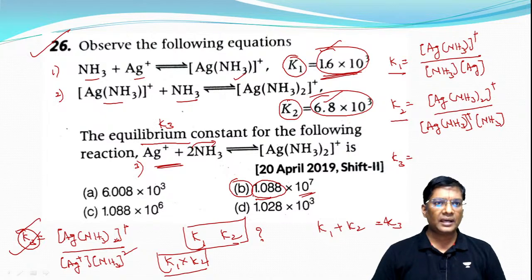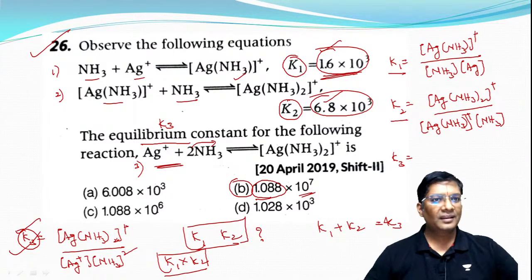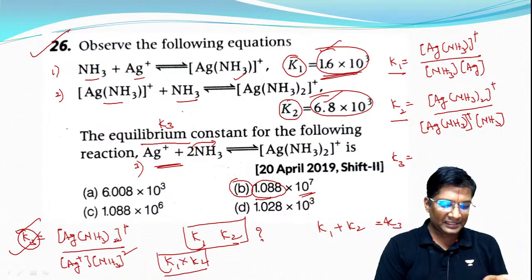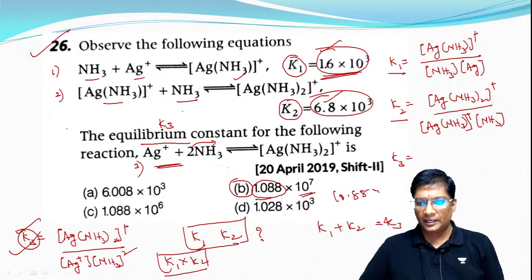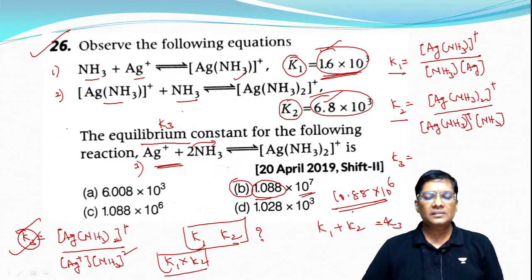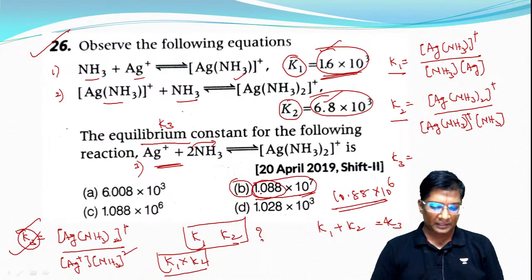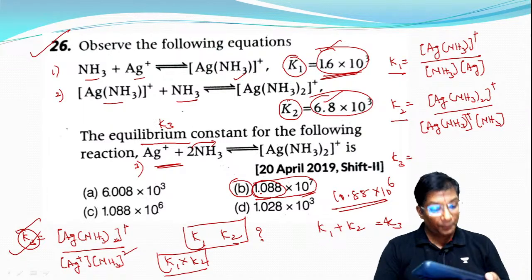Bharat Sai, you have confusion on that? You got 1.0088? Okay, let me check once with my calculator. 1.6 into 6.8 is 10.88, so 10.88 into 10 to the power of 6. That means the value is 1.088 into 10 power 7, which is the correct answer. No doubt about it. So the answer is B.